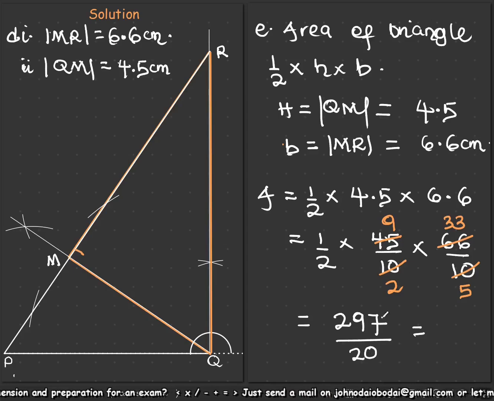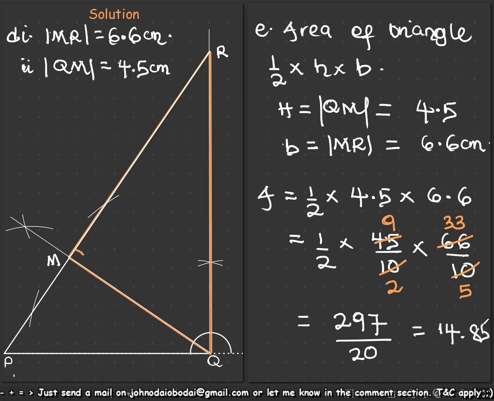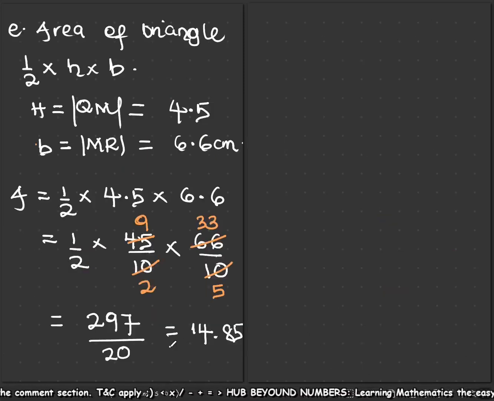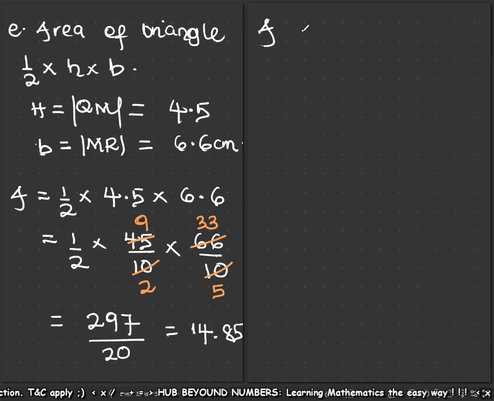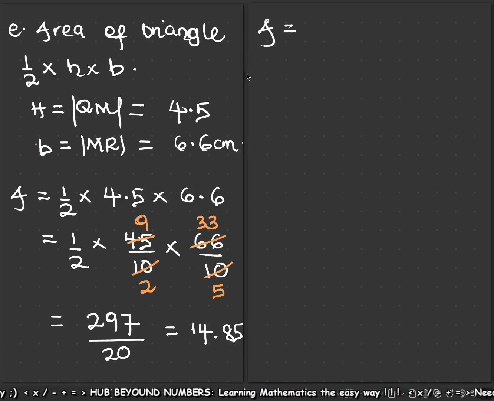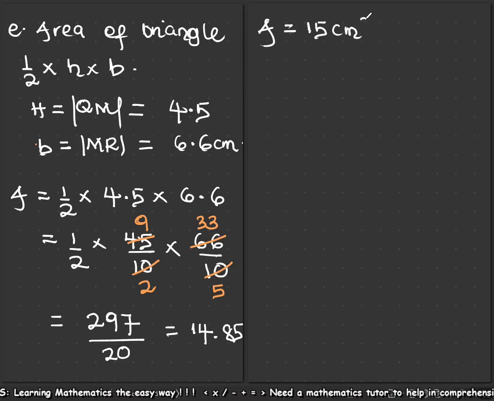Now if you use your long division to evaluate this, you are just going to get 14.85. You can do it and then let me know in the comment section. That is 297 divided by 20. That gives us 14.85. And then we can even say the area is approximately 15, that is, if we want it to, the nearest whole number. So 15 centimeter squared, right? And then that ends it.